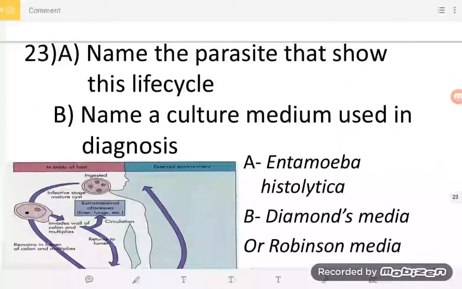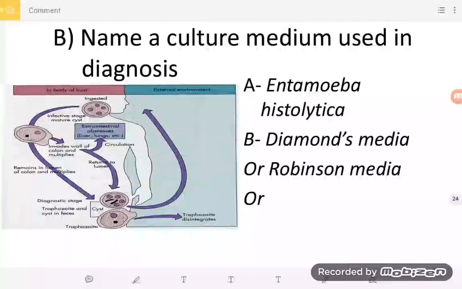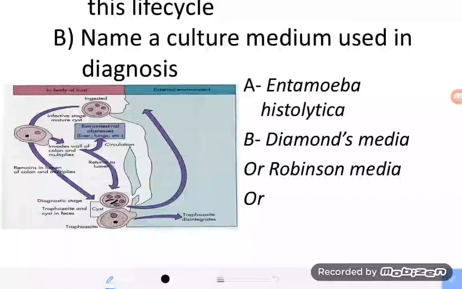Name the parasite that shows the life cycle. Name the culture medium used here. This is the life cycle of Entamoeba histolytica, right? Because this part, extra intestinal amoebiasis, you can only observe in Entamoeba histolytica.